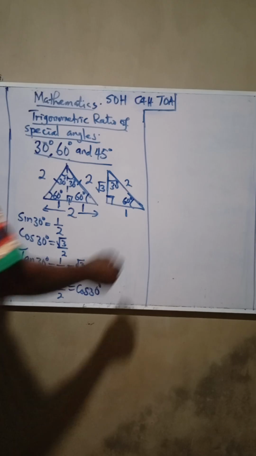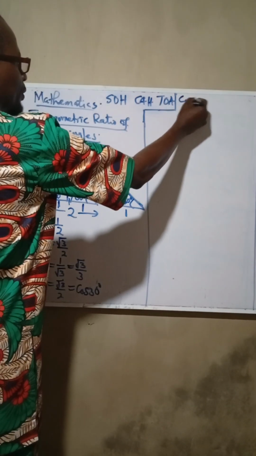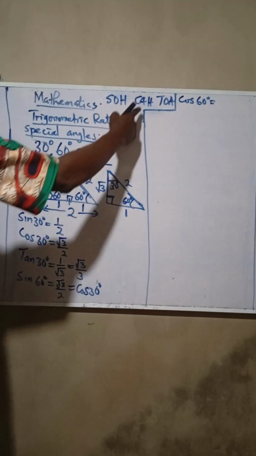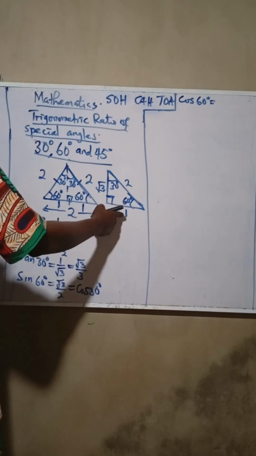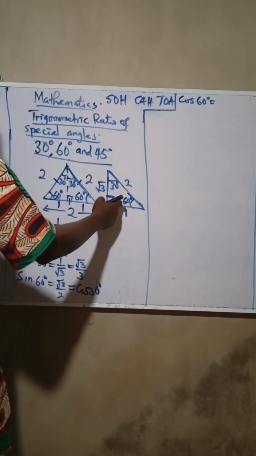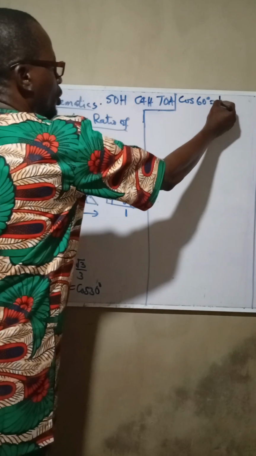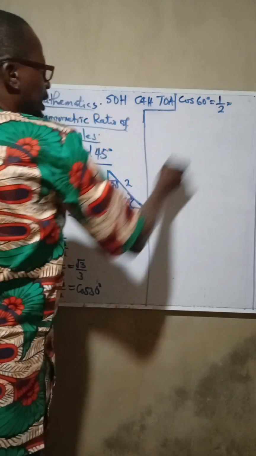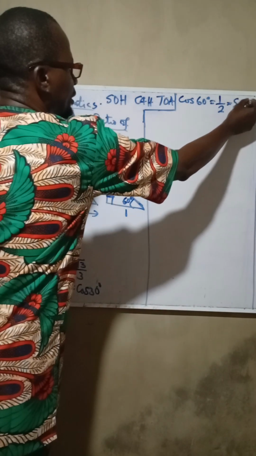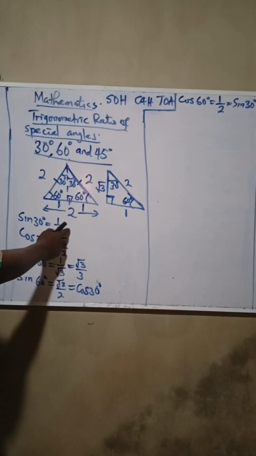So the next thing we are dealing with is cos 60 degree. Cos is what? Adjacent over hypotenuse. This is angle 60. This is the adjacent. This is opposite, but we are dealing with adjacent over hypotenuse, which is 1 over 2. And you can see that this is the same thing as sine 30 degree. Sine 30 degree is 1 over 2.